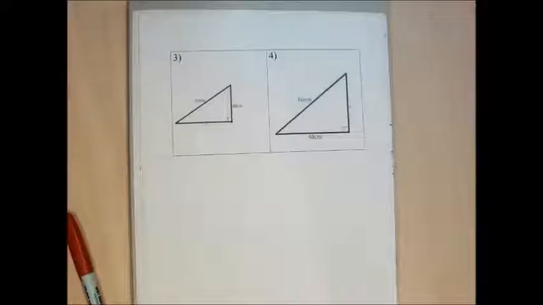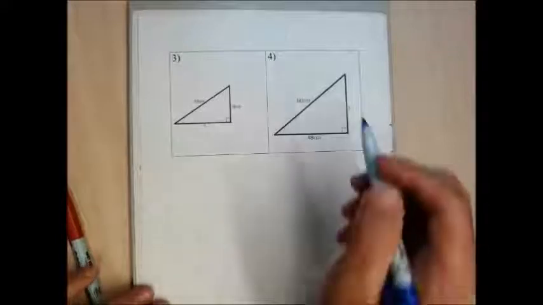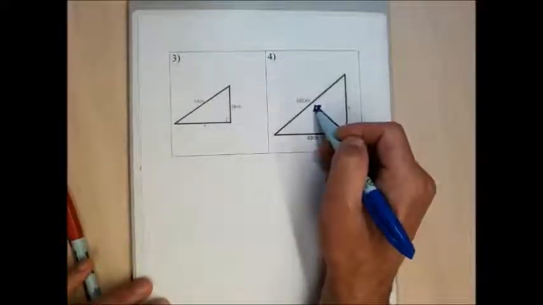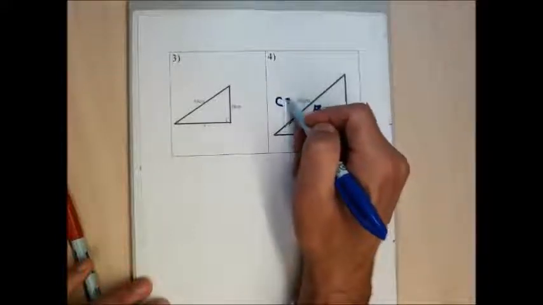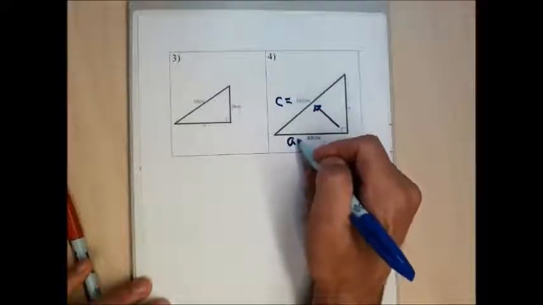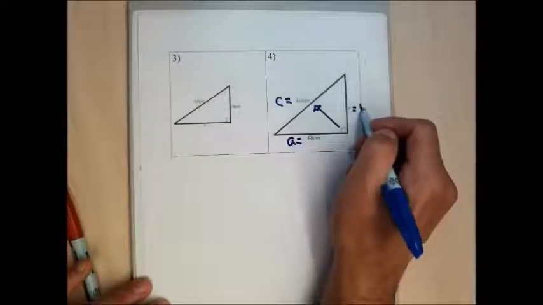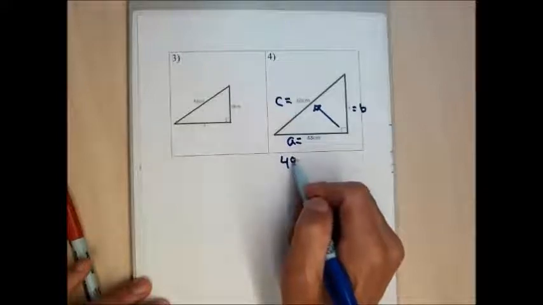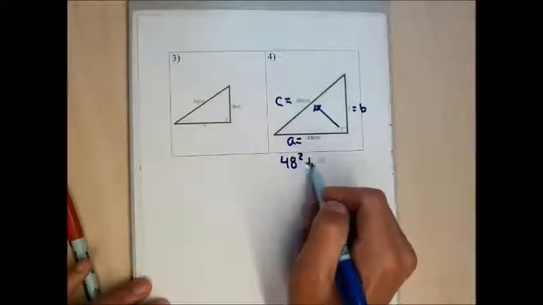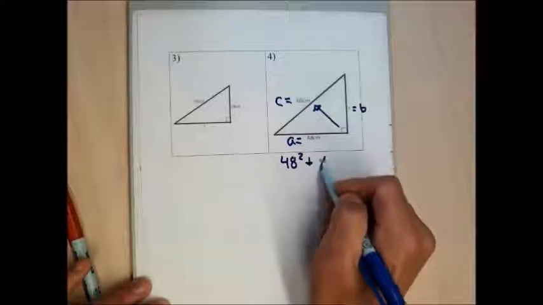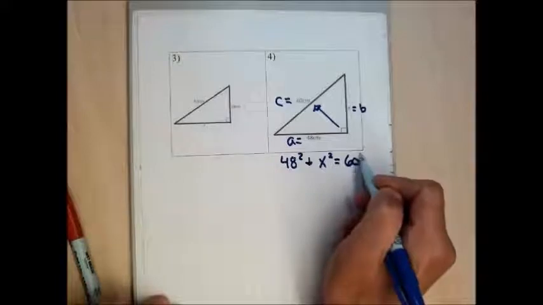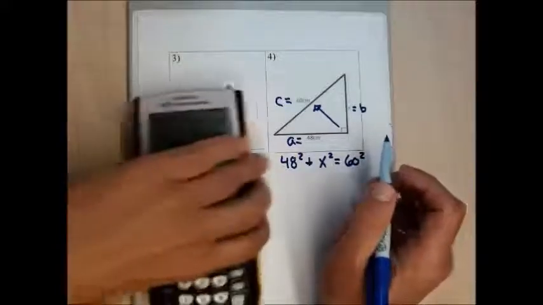Let's move on to 3 and 4. I don't think I need to do your problem 3, so pause the video and give problem 3 a chance. In my problem, the side opposite the right angle is the C. The other lengths are interchangeable for A and B. So I'm going to go with the side that I call A squared plus the side that I call B, which I'm going to now call X squared, equals the side that I labeled C squared. Got to use my calculator at this point.